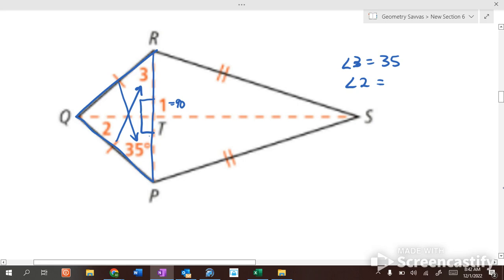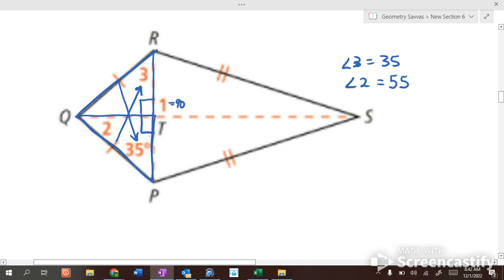Okay? If this is 90 and this is 35, what does angle 2 become? 90 plus 35 is 125, right? 180 minus 125, because this is a triangle here. 180 minus 125 is 55. So we could figure out every single angle here if we wanted to.